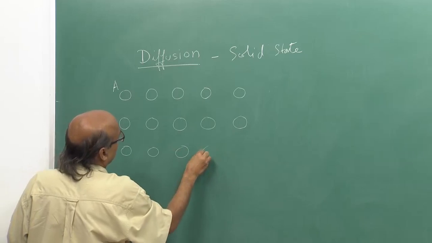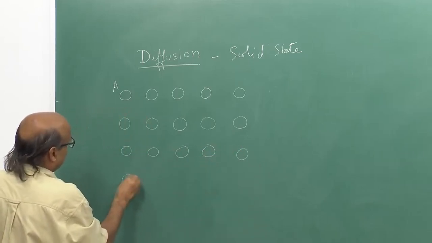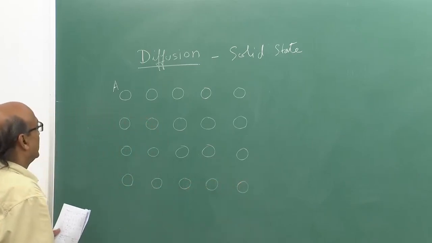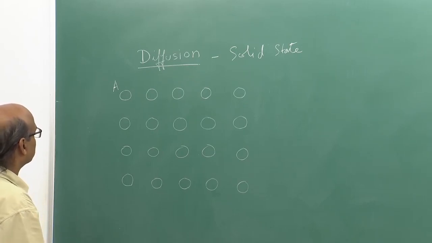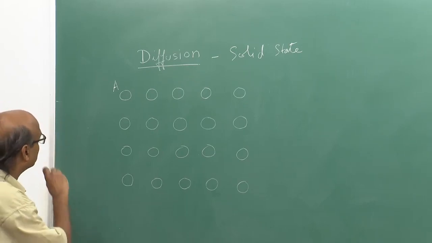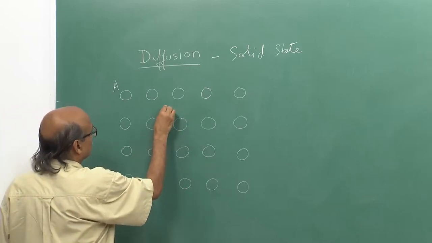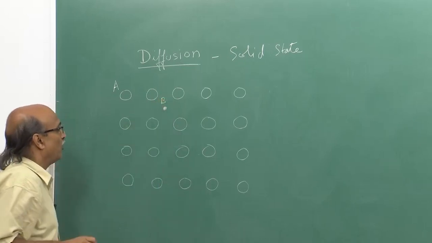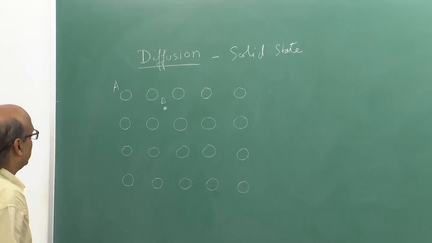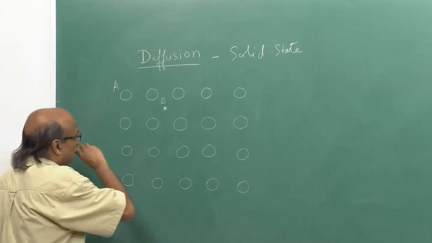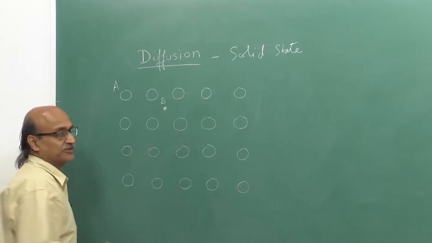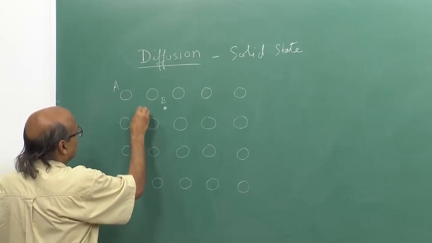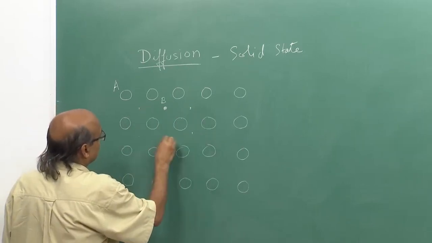So one possibility in the solid state is, suppose along with these A atoms we also have B atoms in an interstitial solid solution, which means the B atoms are located at some interstitial site. So for example, I have a B atom located here. Now how can it move? It has to make a jump from one interstitial site to another interstitial site. So these are all possible neighboring interstitial sites.